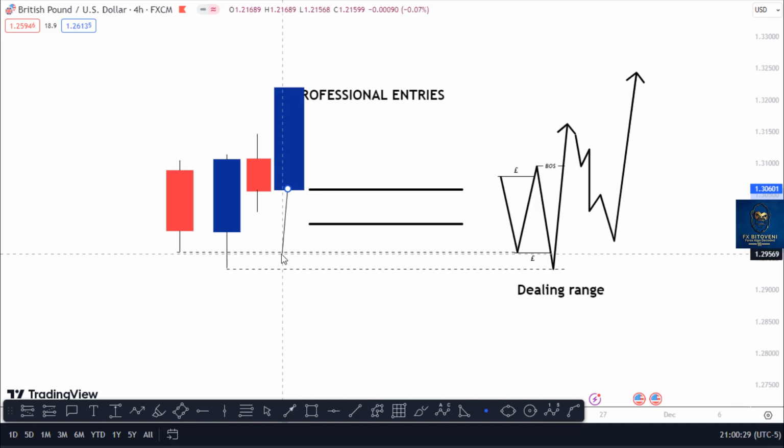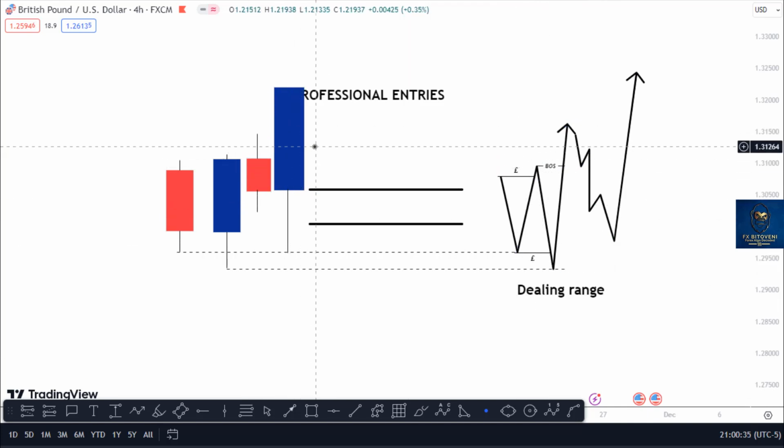Another negation forming. What matters is you understand this secret. You can apply this to any candle. You can apply this to M15 candle. If you want to buy M15 candle, you can apply it to 4-hour candle. You can apply it to 1-hour candle, guys.